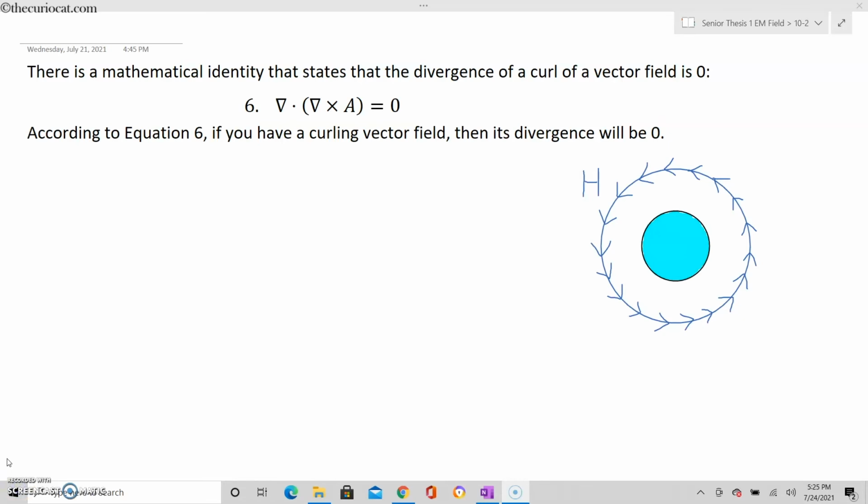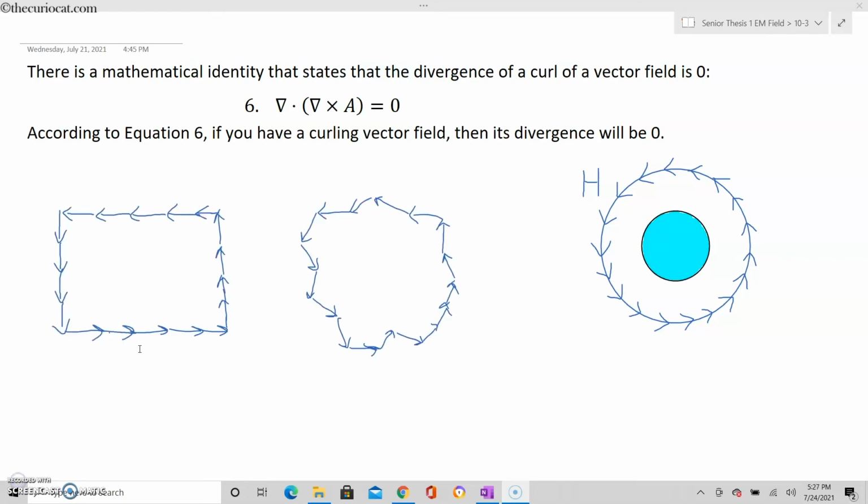An example of a curling vector field, which we have already seen, is the magnetic field H. Notice that it forms a closed loop in the form of a circle. However, it doesn't have to be a perfect circle in order to be considered a curling vector field. Here I have drawn two other vector fields that are also curling.